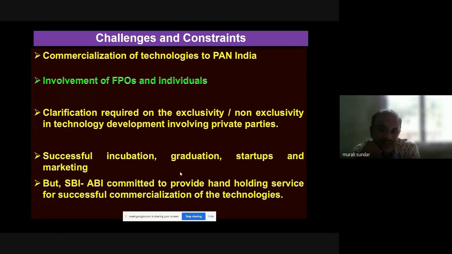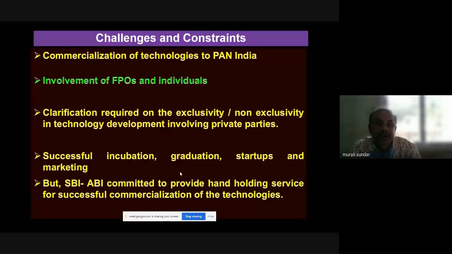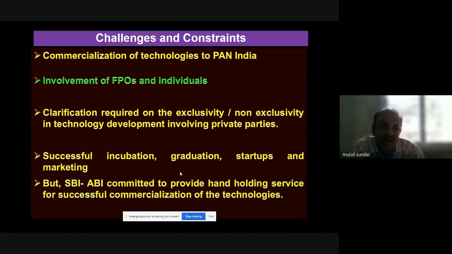You only need raw material and some handholding services, and you can easily take this product to the market without much difficulty. The only thing is that we have to maintain a clean and quality product supply to the market. Regarding the involvement of FPOs and individuals, a lot of FPOs have already approached us, and individuals are approaching us. Due to COVID-19, they couldn't come over here and see the potential of the technology, but they have a lot of ideas. FPOs have already given 3-4 ideas to develop their own products so that they can upscale and commercialize them.